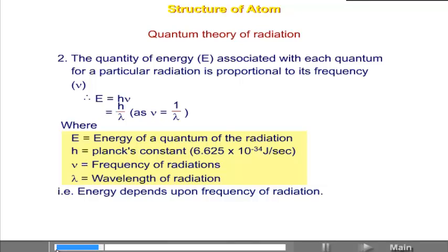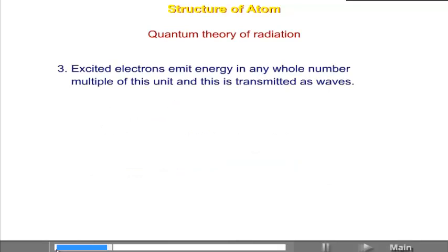Nu is the frequency of radiation. Lambda is the wavelength of radiation. That is, energy depends upon the frequency of radiation. Third, excited electrons emit energy in any whole number multiple of this unit, and this is transmitted as waves.